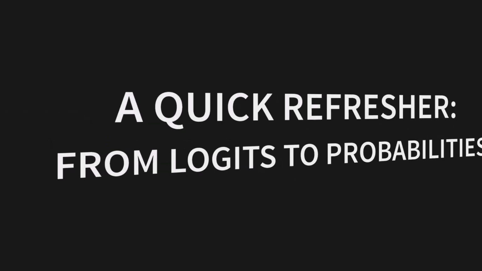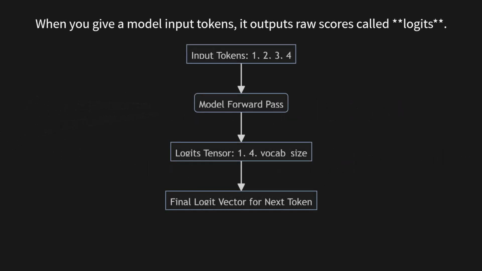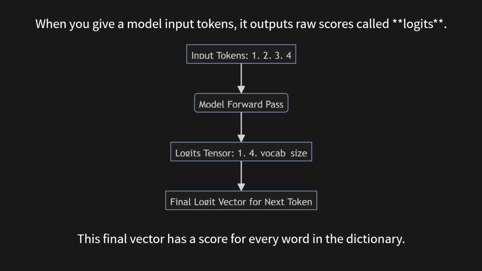But first, a quick refresher. We need to be crystal clear on how we get from logits to probabilities. When you give a model some input tokens, it spits out raw scores called logits. Check out this little diagram. You've got your input tokens, they go through a model forward pass, and out comes this big logits tensor. The final vector in that tensor has a score for every single word in the dictionary.